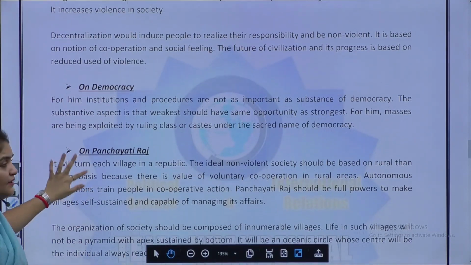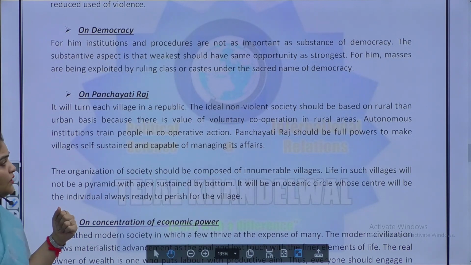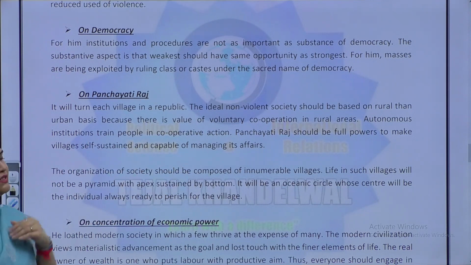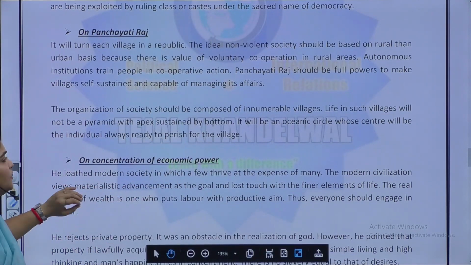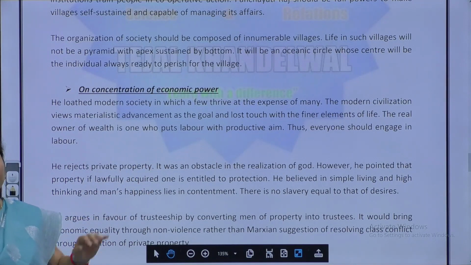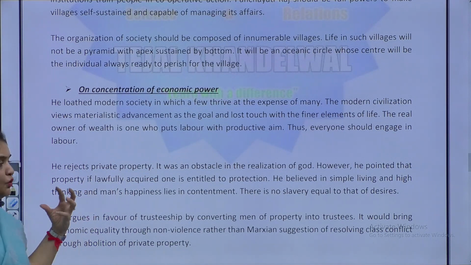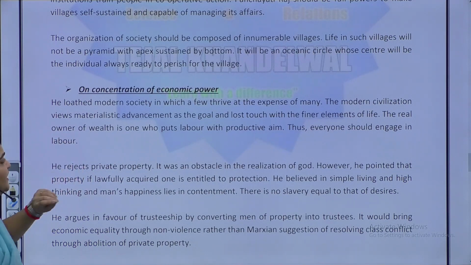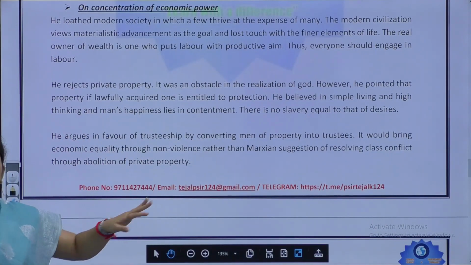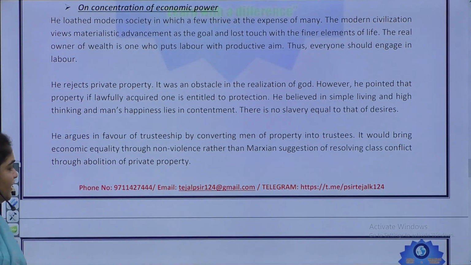Then Panchayat Raj he talks of, okay? How every village is a republic, how it is guided by value of voluntary cooperation, how Panchayat Raj has full powers to make villages self-sustained and capable of managing its affairs, all right? So he talks of the pyramid versus the oceanic circle of power. On concentration of economic power also he has problem. He rejects private property, but then he says if it is acquired through lawful means, it is okay, right? And he talks that modern civilization has made man very materialistic. He argues in favor of trusteeship by converting men of property into trusteeship, all right?